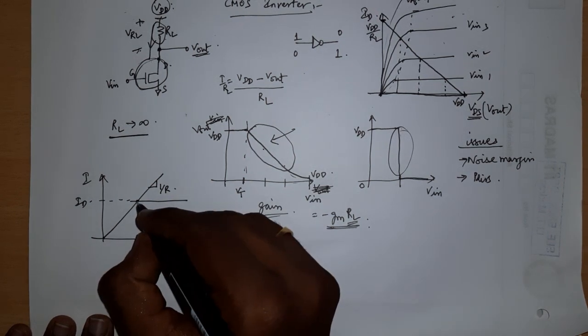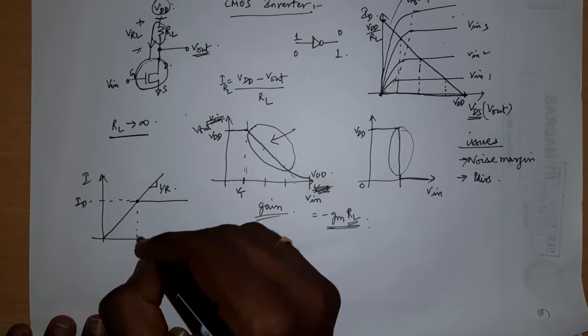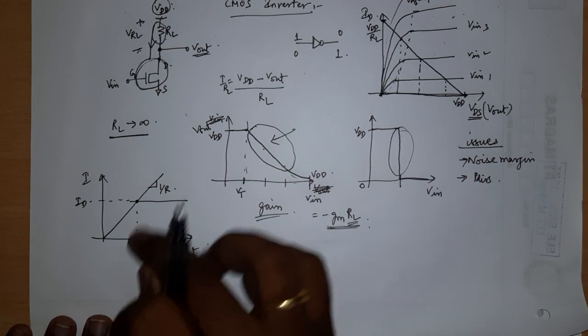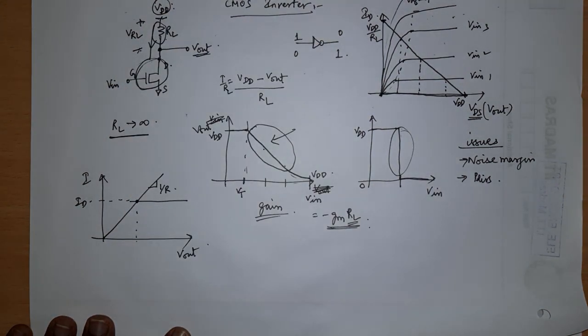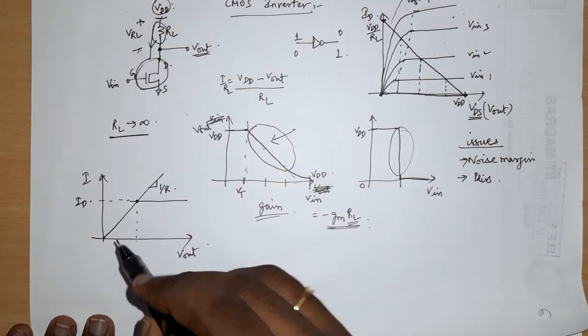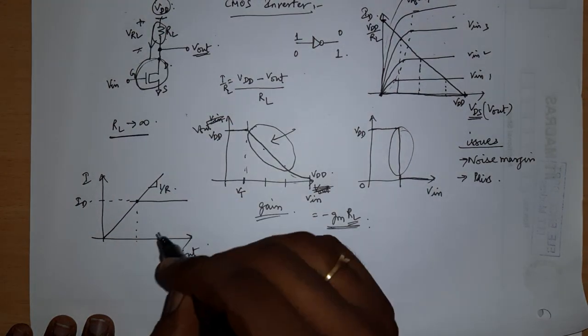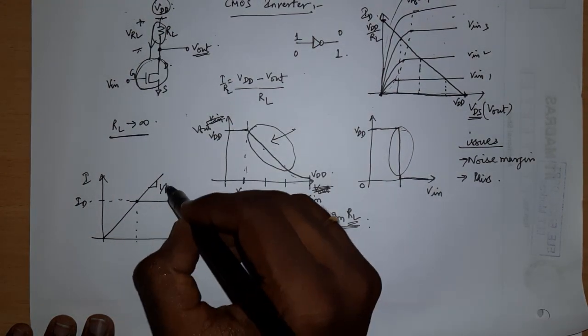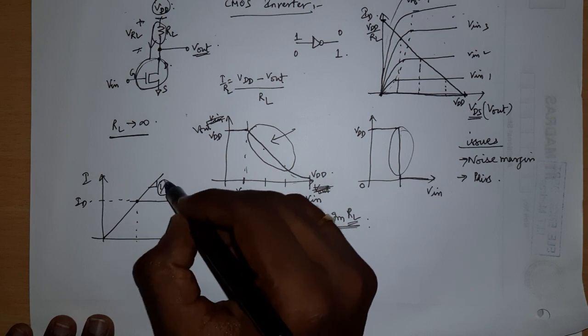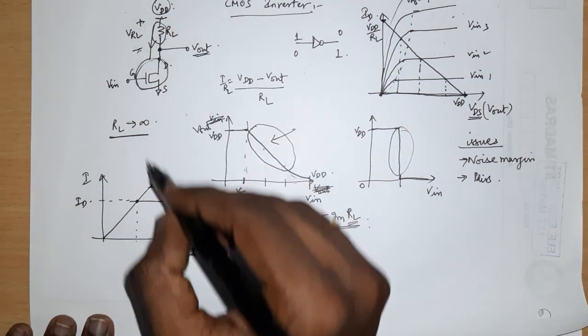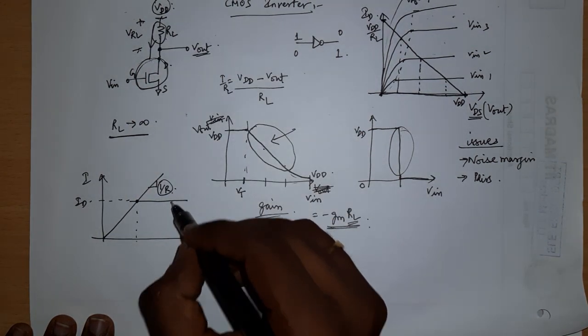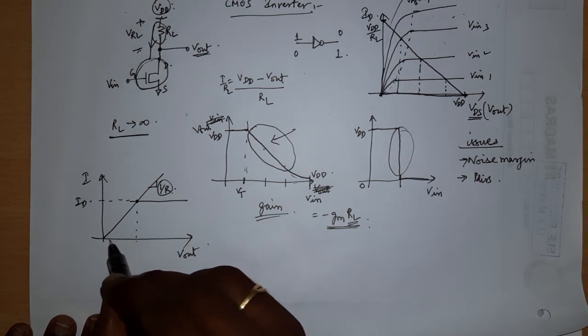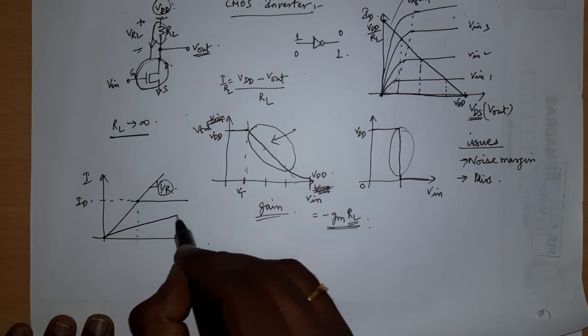Okay, and wherever they intersect, this is the drop across the resistor. But I want this resistance to be very large, meaning the slope should be very, very small, because as resistance increases, slope reduces. I want the slope to be very small like this.